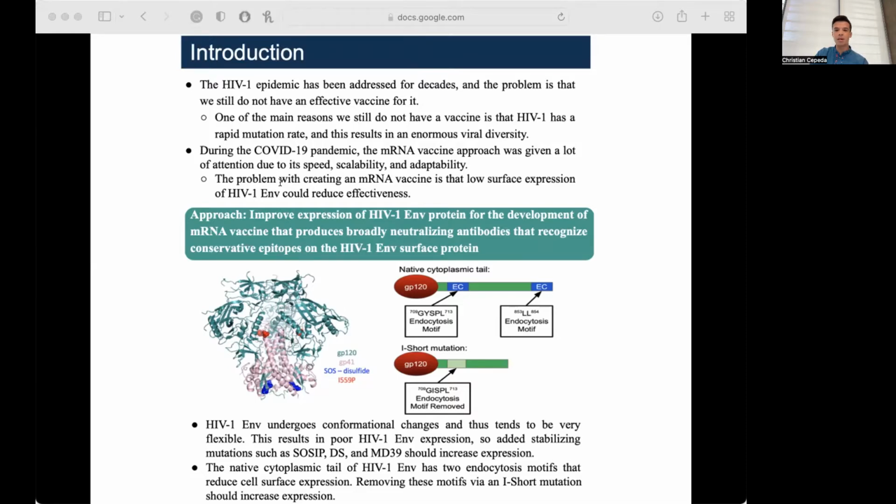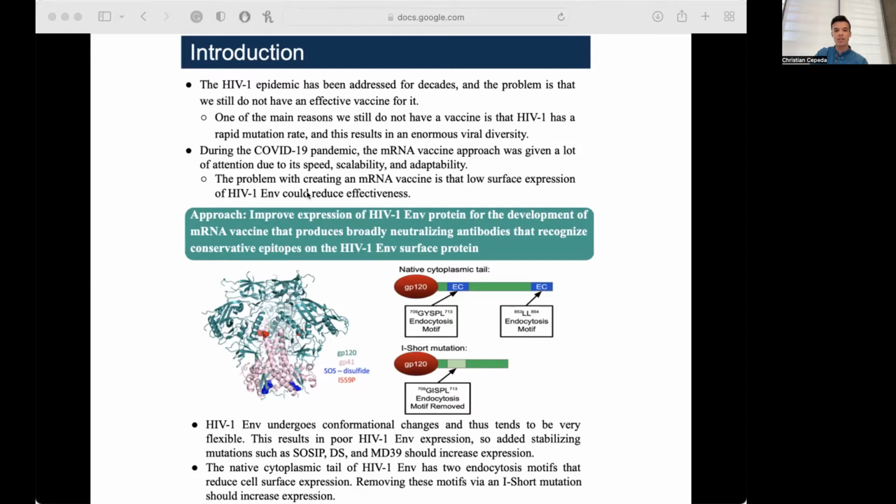Given the excitement about mRNA vaccines with SARS-CoV-2, we were interested in exploring whether the mRNA vaccine technology could be applied to eliciting bNAbs because they potentially mimic natural infections more accurately. This method is more accurate because there is prolonged expression of the antigen, so you could elicit more bNAbs. However, the problem with making an mRNA vaccine for HIV is that HIV-1 ONV has poor expression when compared to SARS-CoV-2 spike. From there, our approach became, how can we improve expression of HIV-1 ONV for the development of an mRNA vaccine that produces bNAbs?